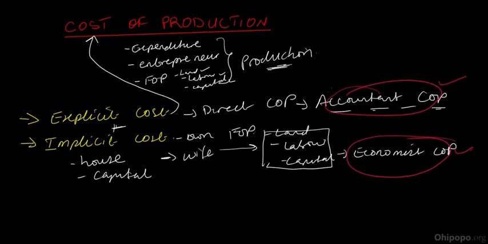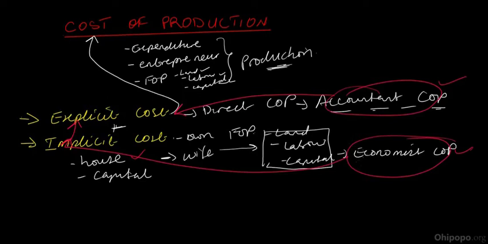As a matter of fact, an accountant will rely only on what? The explicit cost as a cost of production, but an economist will rely on both what? The explicit cost and the implicit cost. Which means that if this business was done by an accountant, if he is using his house, automatically he will not include it in his cost of production. If he's using his wife as a secretary, he will not include it in his cost of production.